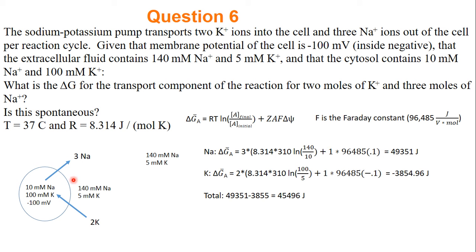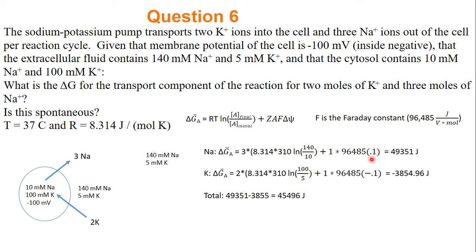So the outside is 0 millivolts. How do I know that? Because the membrane potential of the cell tells you the difference between outside and inside. So if I say -100 is inside, and that's the difference between inside and outside, I can just say outside is 0. My rule of thumb for this is to always make one side 0 if I can. It makes the math a lot easier. So delta charge is final minus initial, right? So my final charge is 0. My initial is negative 100. 0 minus negative 100 is 100 millivolts.